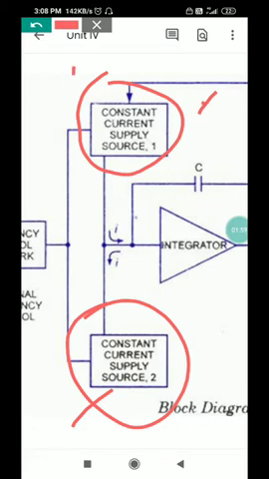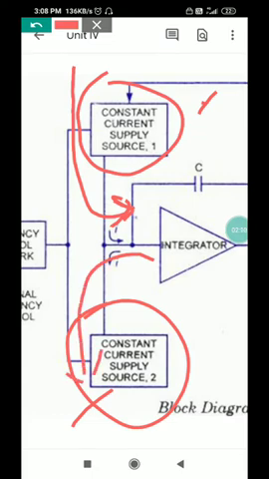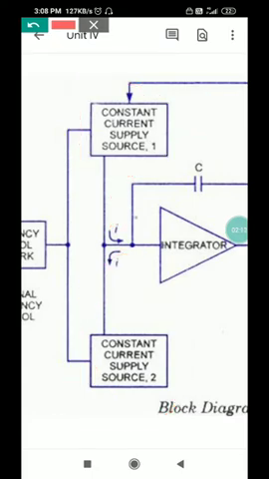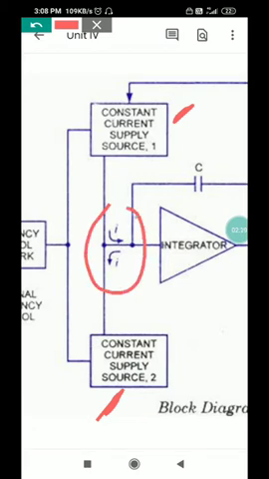This will produce current and pass this current in this direction. This is positive current, and this number 2 source will take current in this direction. This is negative current. Okay, so there are two current sources here and here. If you look at this diagram, the arrows of the direction of current are also shown. The current which is produced by CCS1 is positive and the current produced by CCS2 is negative. That is why the direction of current is opposing.